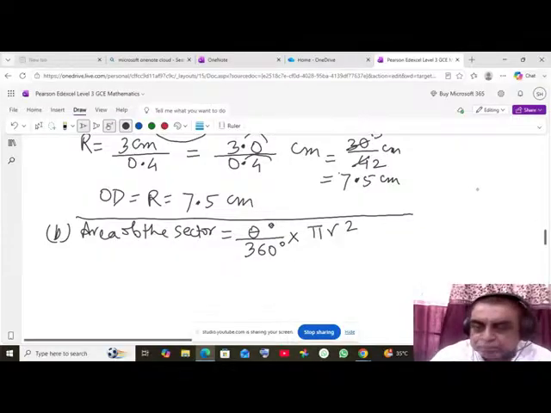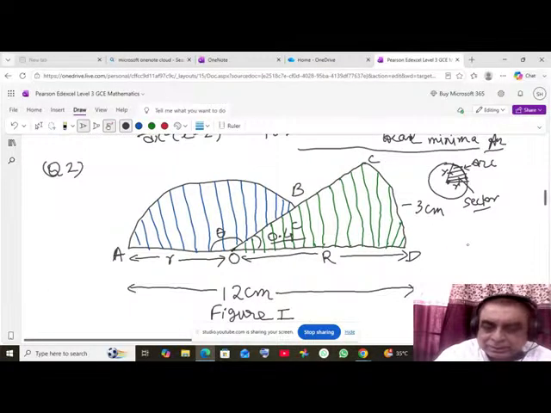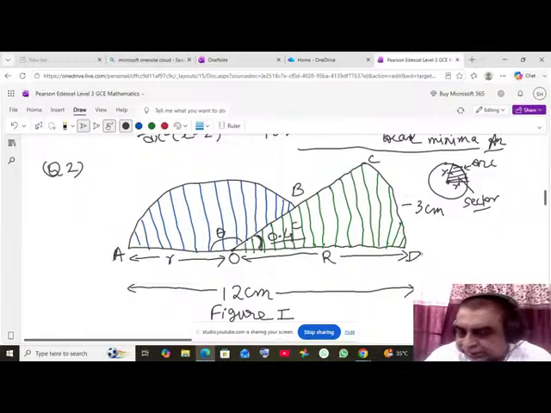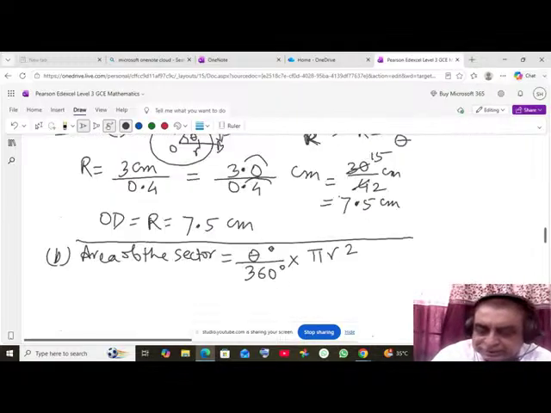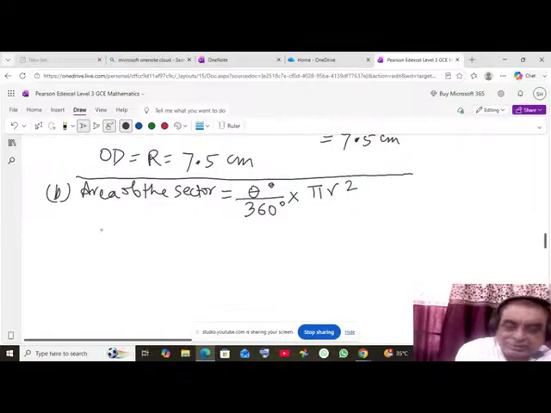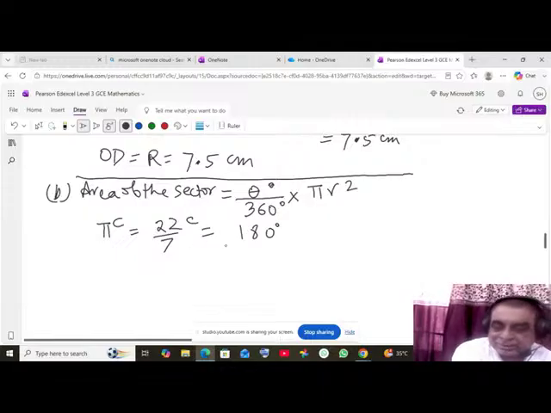Now please follow here. The sector angle is given, which is 0.4 radian. Change this radian to degrees. We know that pi radians, that means 22 divided by 7 radian, is equal to 180 degrees. This is the relation between radian and degree.